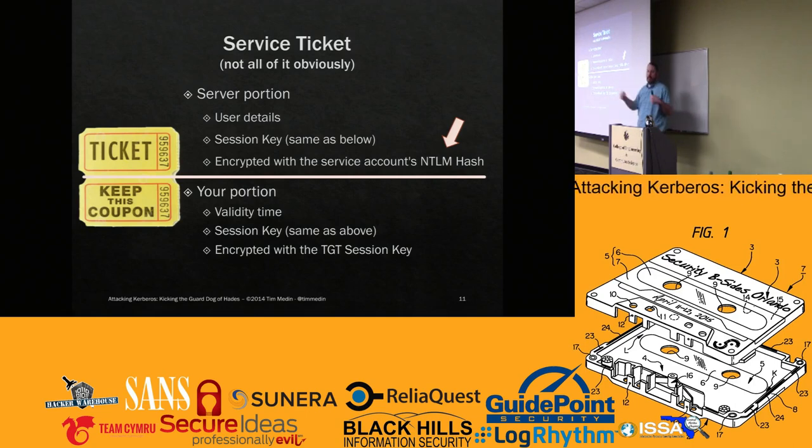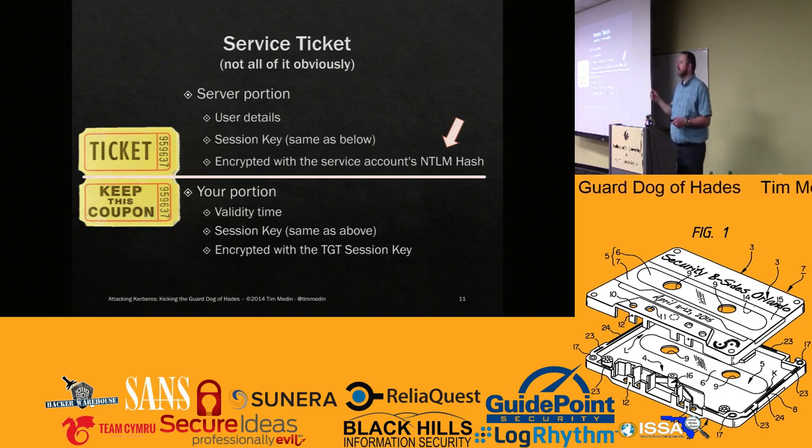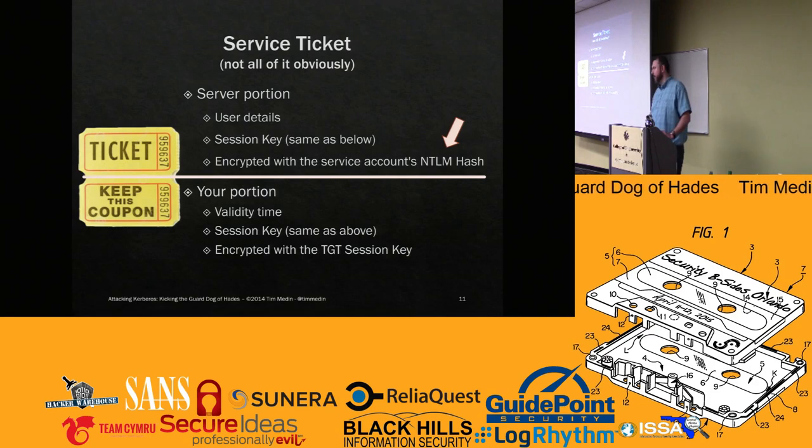My piece, the piece that I keep, because I give the TGT to the domain controller, he gives me the ticket for the service. My piece tells me how long the ticket is valid for. It tells me the session key, because remember these two pieces have to match, because when we switch to encrypted, we have to make sure that we're both encrypting with the same key. And it's gonna be encrypted with my TGT session key. Okay? So you guys see how we have a little bit of this back and forth?